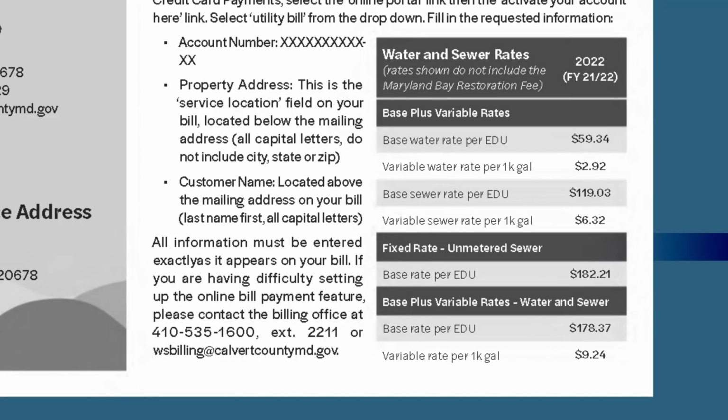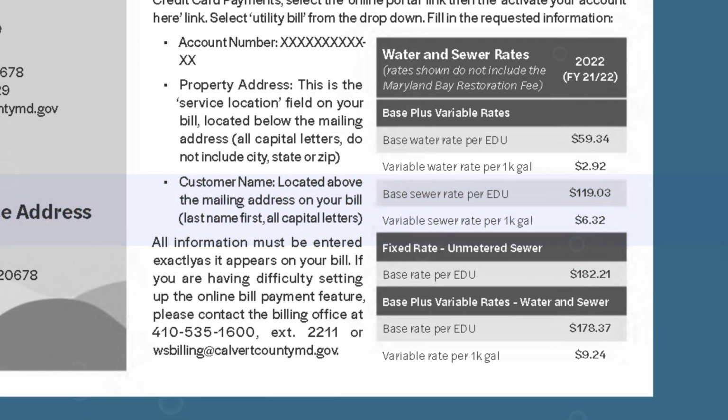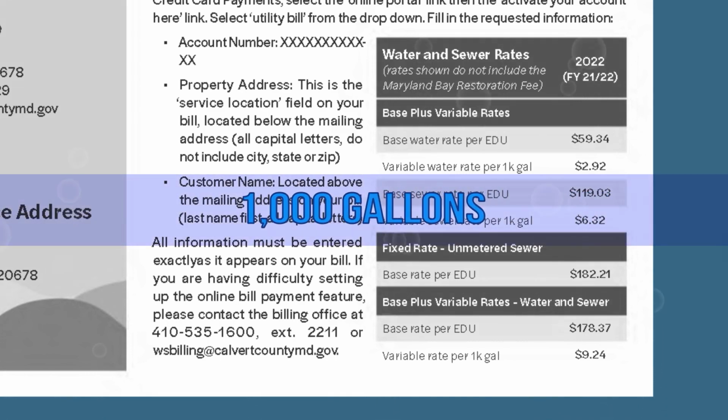A fixed-rate, unmetered sewer is a property that typically has a private well or independent water system, yet is still connected to public sewer. A location with unmetered sewer has a base rate cost calculated per EDU per quarter. And now for your variable rate. The variable water rate and variable sewer rate fees are set by the Board of County Commissioners and is measured by every 1,000 gallons being used.